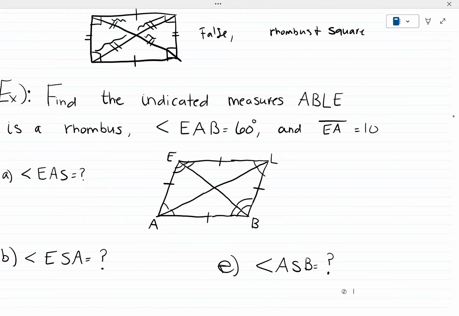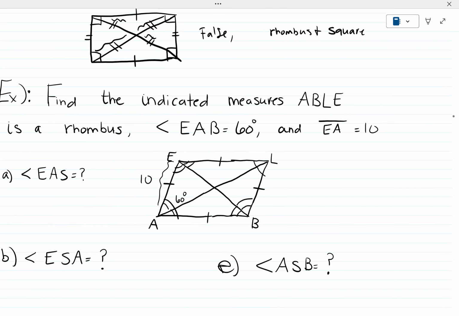Example says find the indicated measure. Quadrilateral ABLE is a rhombus, angle EAB is 60 degrees, and EA is 10. So let's fill in the blanks. Angle EAB, where is that located? It's this angle right here, so this is going to be 60 degrees. And length EA, this length right here, is 10.